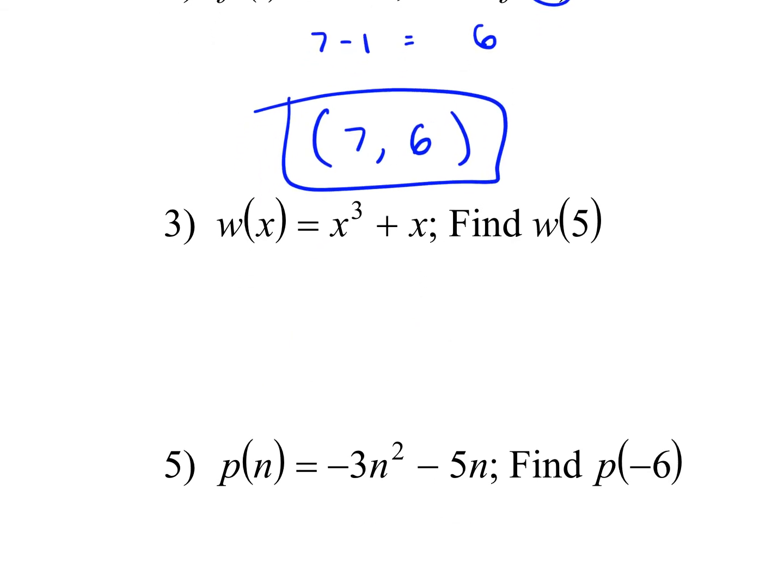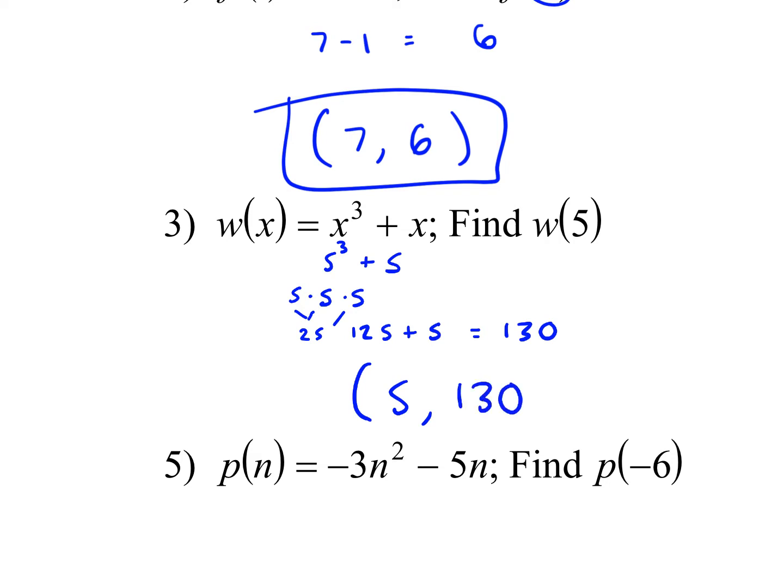All right, what do I do for number 3? Plug in 5. So I have 5 to the third power plus 5. So 5 to the third power is like saying 5 times 5 times 5. What is 5 times 5? 25, and 25 times 5 is 125. So 125 plus 5 would be what? 130. So what did I plug in for x? 5. What did I get as my answer? 130.